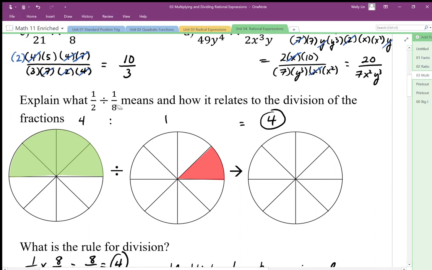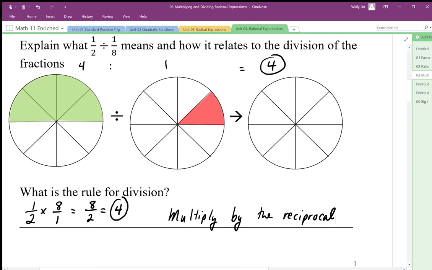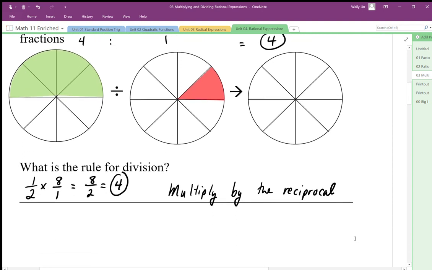Although the 8 ends up being multiplication, it wasn't a division statement. So we have to worry about that being a 0. We'll make sure that we account for that when we state our non-permissible values.